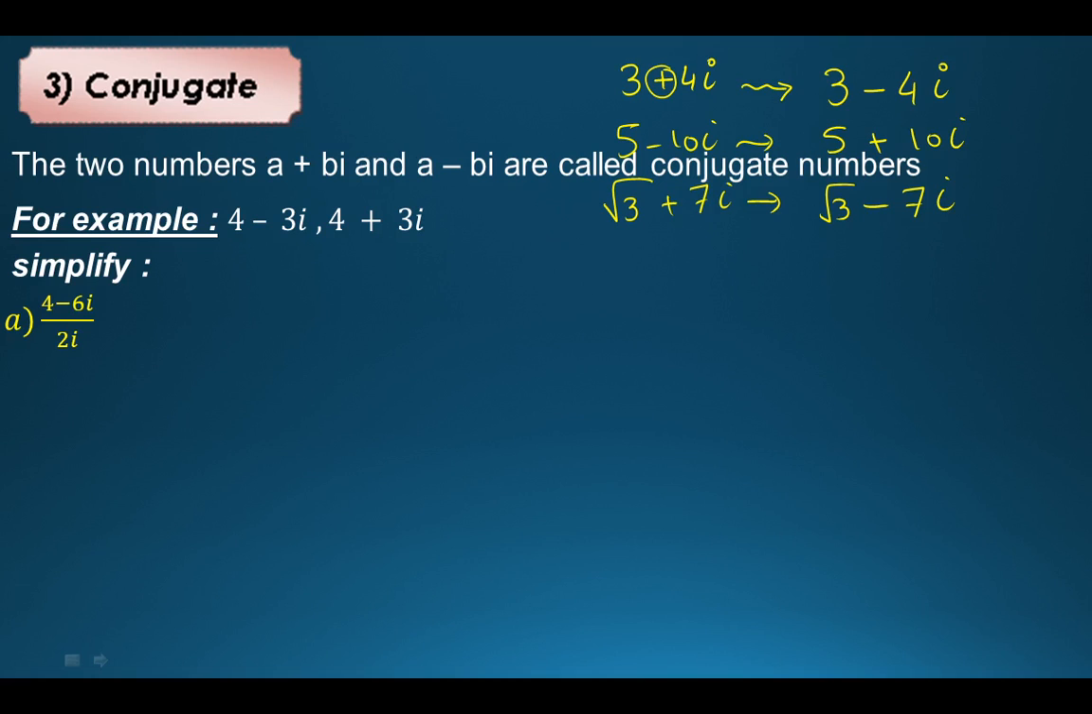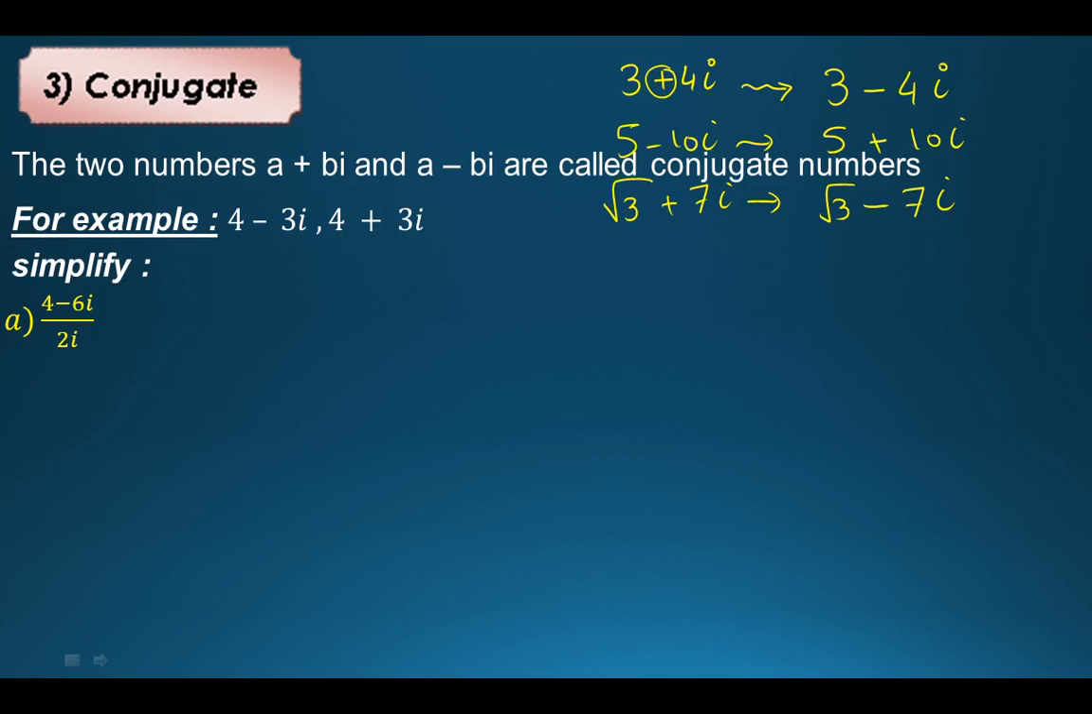How can we simplify 4 minus 6i over 2i? Here, in these examples, we don't want to find i in the denominator. The idea of these examples is to get rid of i in the denominators. To do so, we are going to multiply up and down by the conjugate of the denominator.